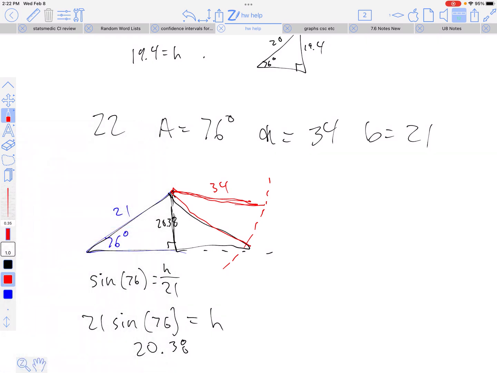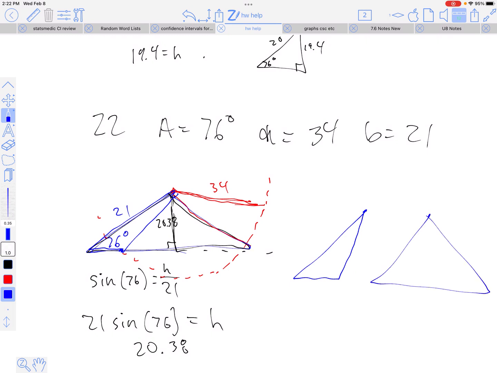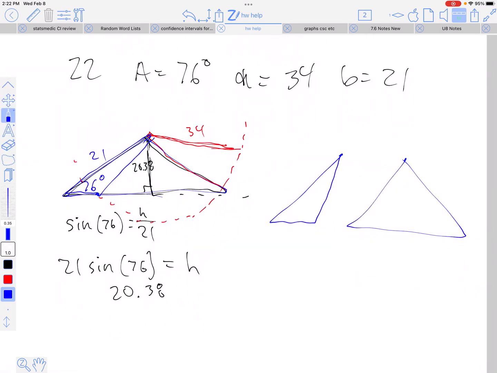It's going to keep going, though. We could keep swinging, and it'll also form a triangle right there. So we have an obtuse triangle that could have been formed, but we also have this acute triangle that could have been formed. So two triangles could have formed on 22. So let's mark them up.